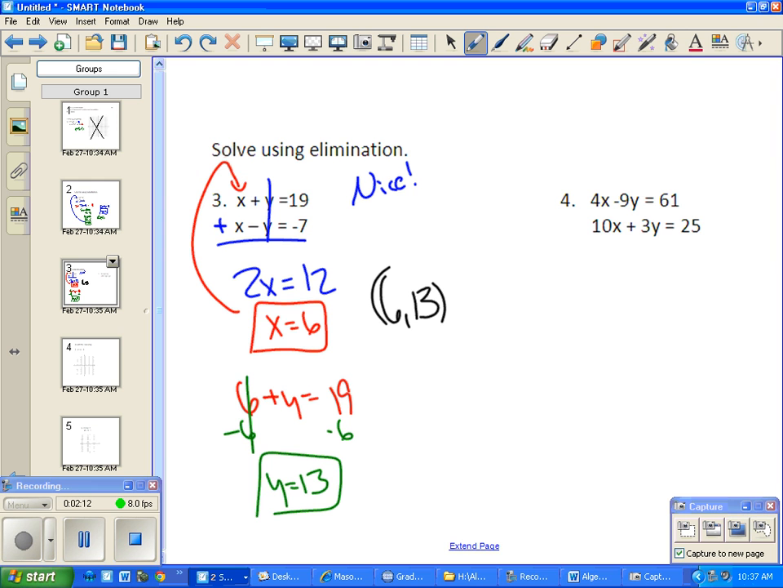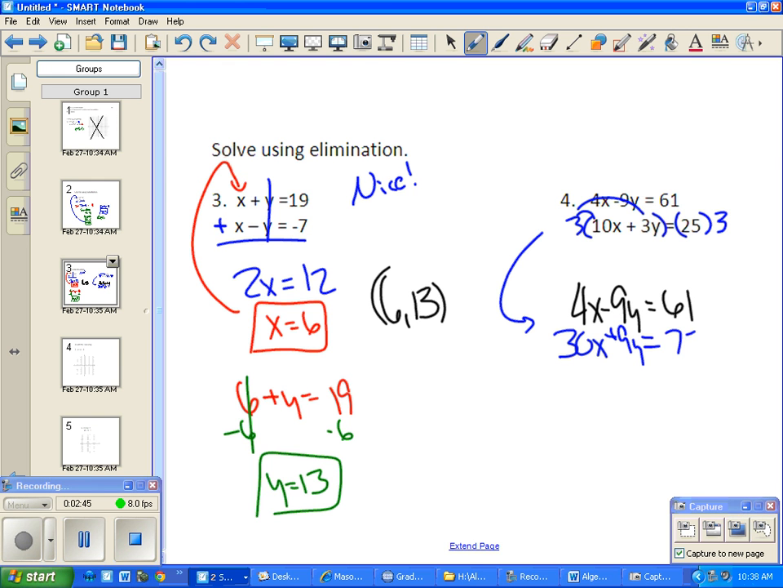Number 4, when you add these equations together, nothing goes away, so you're going to have to do a little bit of work. First, I'm going to rewrite the top equation. Now I'm going to think, I want y's to go away. So what's the opposite of -9y? Positive 9y? How can I make a 3 a positive 9? Well, I could multiply it by 3, and if I do that to everything in the equation, then I'm not breaking any rules. So 3 times 10x is 30x, 3 times 3y is 9y, and 3 times 25 is 75.